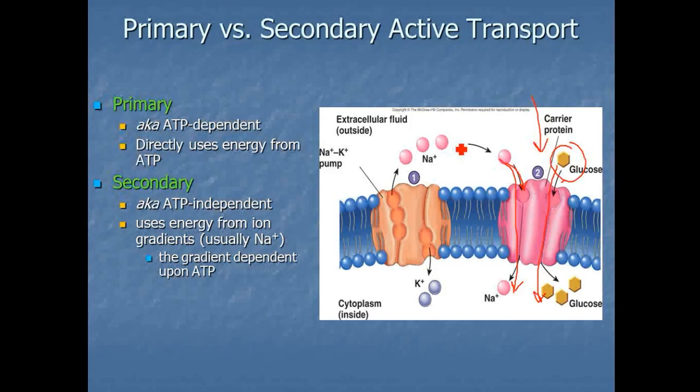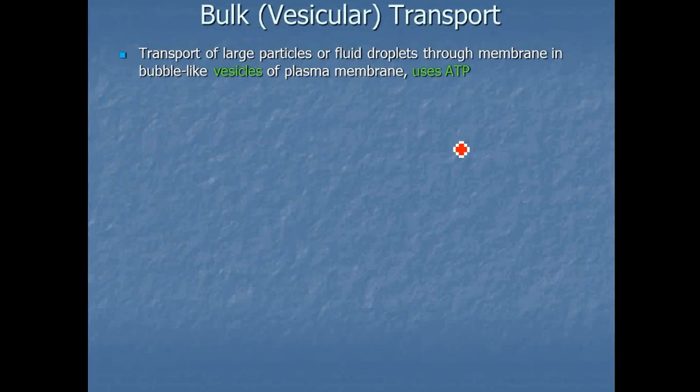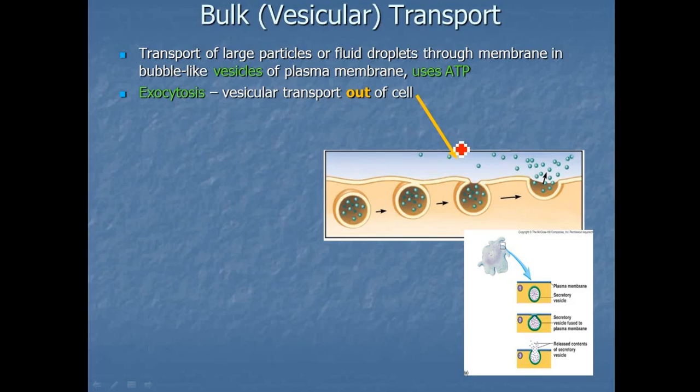So the other method by which we can let things in and out is called bulk or vesicular transport. And we can either get things out or we can get things in. So exocytosis is the process by which we secrete things out of the cell. So this is going to be things that are bulk, lots of it, where 1 or 2 isn't enough, so we need to release hundreds. And so in exocytosis, we're going to package things in vesicles. That's why it's also called vesicular transport. And those vesicles fuse with the membrane and release their contents.